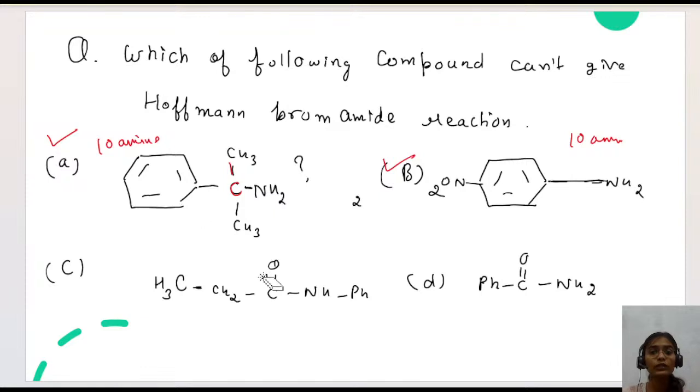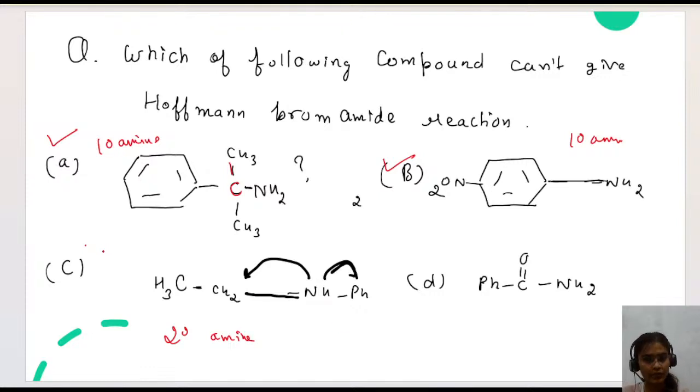If you go with C, let me erase the CO now and connect them. So what is it? If you observe, on one side nitrogen is connected with phenyl and on the other side nitrogen is connected with the CH2 group, so it's a secondary amine. That's not a primary amine. Hence option C is not the product of this reaction, so option C is the correct answer.